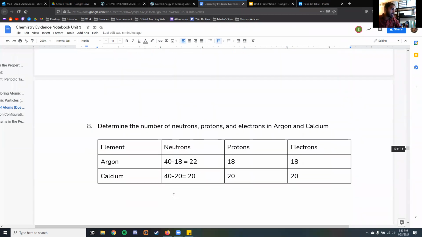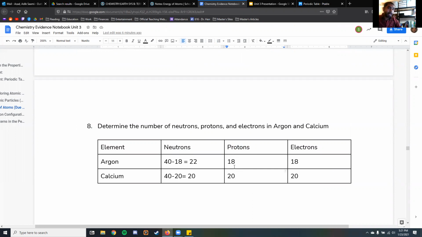And so what I have you guys do is calculate the number of neutrons, protons, and electrons in argon and calcium. As you can see, for protons, that's just the atomic number. Element number 18 for argon, element number 20 for calcium. Electrons always match the protons, so 18, 18, 20, 20, easy peasy.